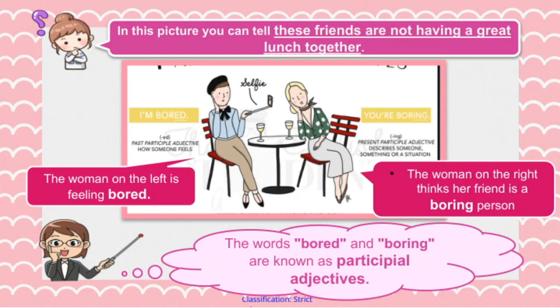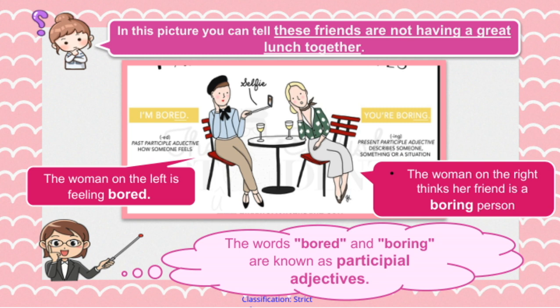Today, let's look at how the words bored and boring function as participial adjectives. These words are often used to describe feelings or characteristics, but they do so in slightly different ways. Bored describes a person who feels uninterested or weary, while boring describes something that causes that feeling.